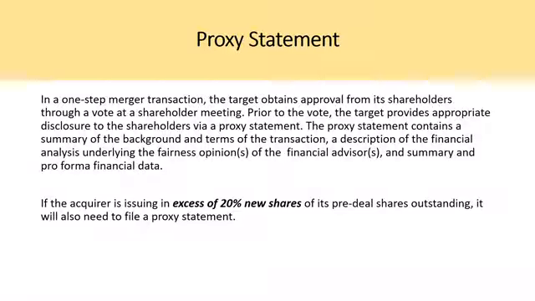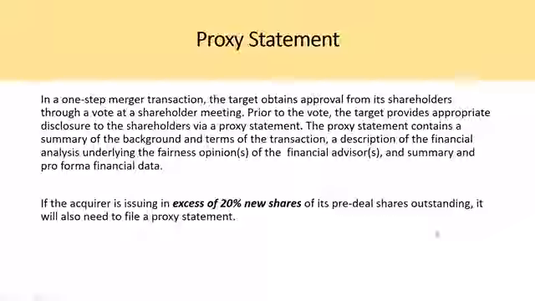In a one-step merger transaction, the target obtains approval from its shareholders through a vote at a shareholder meeting. Prior to the vote, the target provides appropriate disclosure to the shareholders via a proxy statement. The proxy statement contains a summary of the background of the transaction, a description of the financial analysis underlying the fairness opinions of the financial advisors, and a summary of the pro forma financial data. If the acquirer is issuing in excess of 20% of new shares of its pre-deal shares outstanding, it will also need to file a proxy statement.